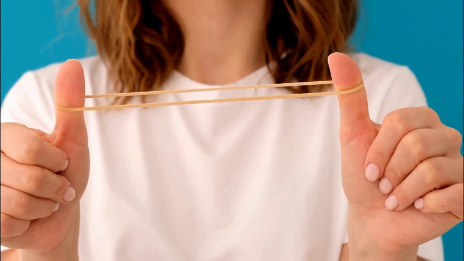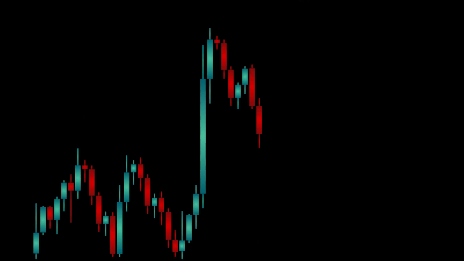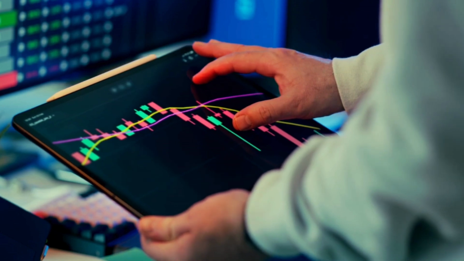It's like stretching a rubber band. A sharp move creates tension. Sometimes price relaxes back into the imbalance before continuing its journey. But that doesn't mean that every FVG will be respected. But it does explain why traders pay attention to them.